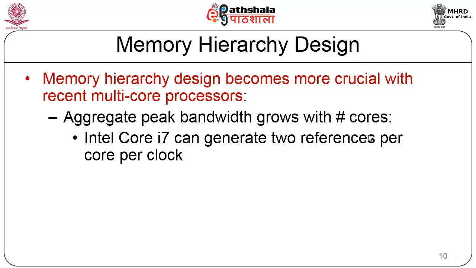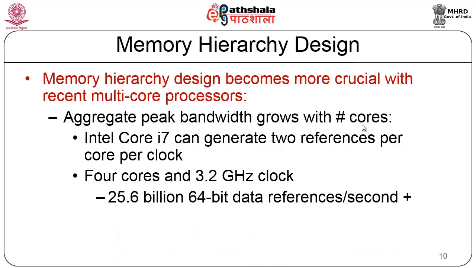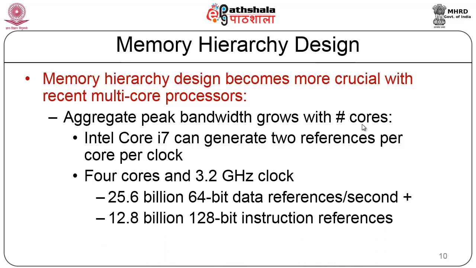So, the aggregate peak bandwidth grows with the number of cores. As you keep increasing the number of cores, the bandwidth requirement is going to increase. For example, if you look at Intel Core i7, it can generate 2 references per core per clock. If you are looking at 4 cores, assume they are working at 3.2 gigahertz, which leads to about 25.6 billion 64-bit data references per second and 12.8 billion 128-bit instruction references. So, this works out to about 409 gigabytes per second.